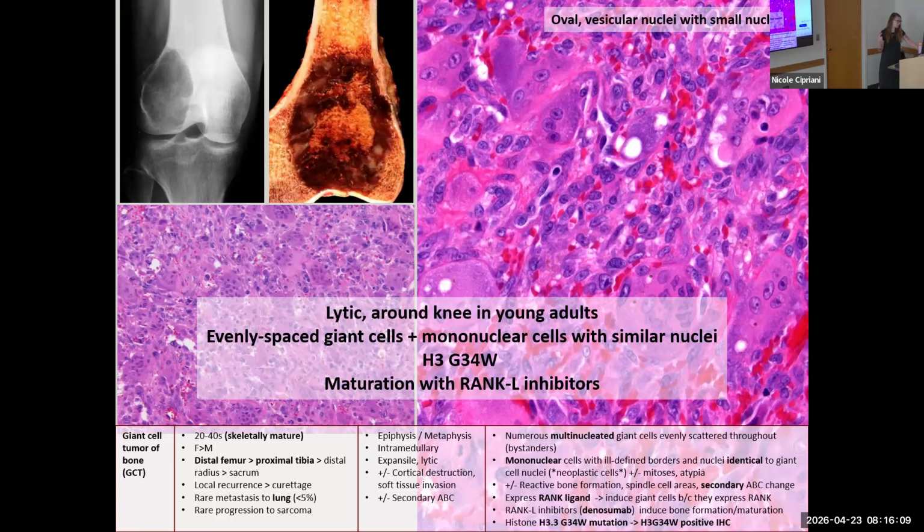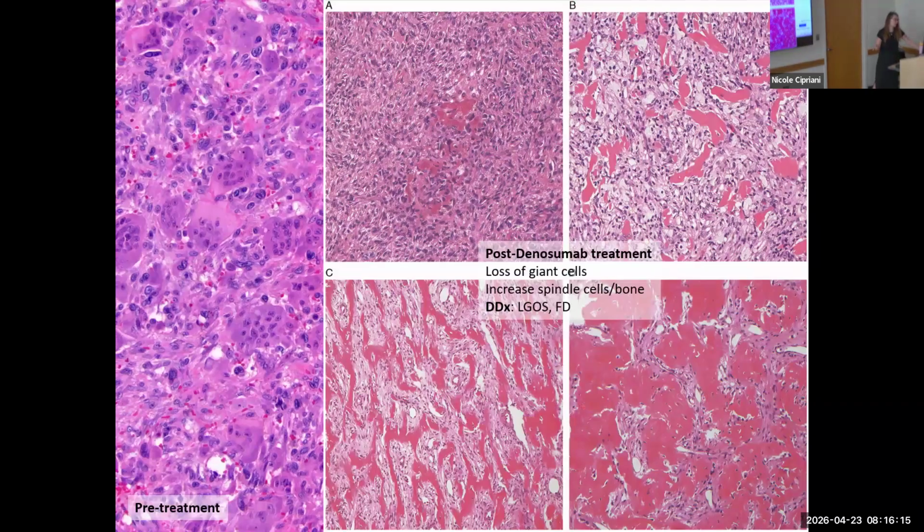And when you treat these patients with denosumab, which is a RANK ligand inhibitor, they mature. They lose the giant cells and they mature to bone, right? So because you lose that RANK ligand signaling that's recruiting the giant cells, you lose the giant cells, you make bone. This can mimic something like a low-grade fibroblastic osteosarc or a fibrous dysplasia. So always be mindful, right? If you see this, think about history, think about treated giant cell tumor.